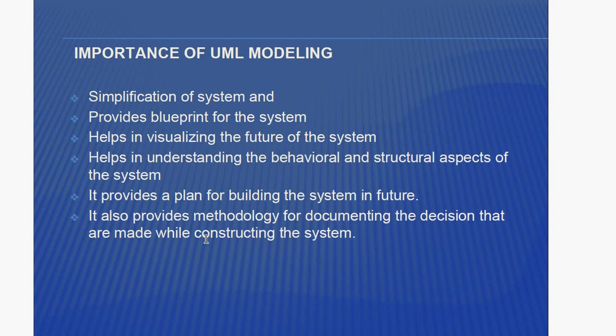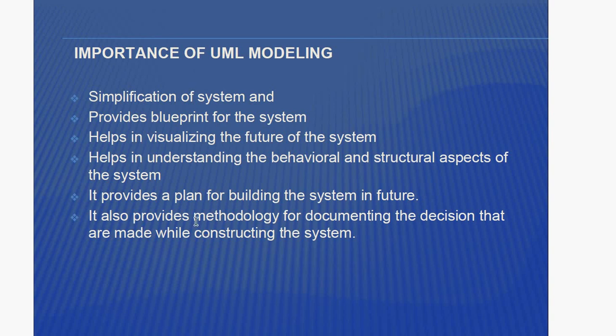Now let's discuss the importance of UML modeling. The first importance of UML modeling is the simplification of the system. UML definitely simplifies the system that is going to be developed in future. It simplifies in terms of giving a better design, giving a better idea to the development team, giving a better visualization to the customers of the system.